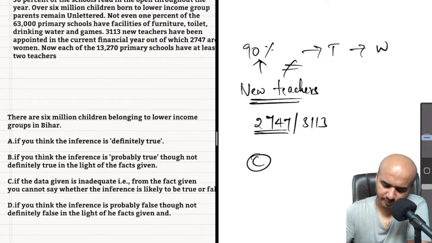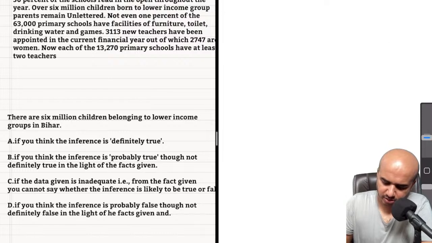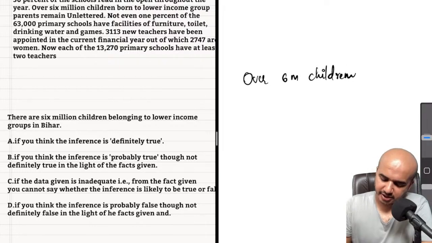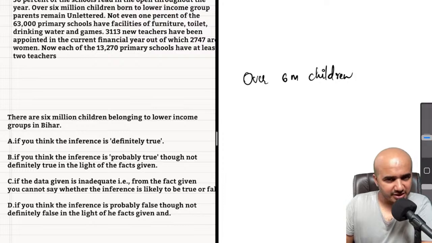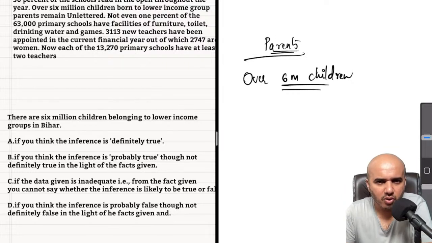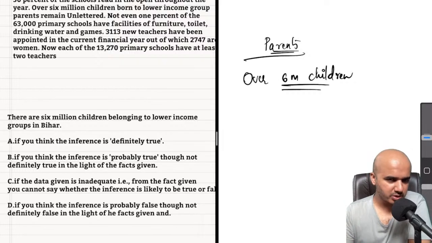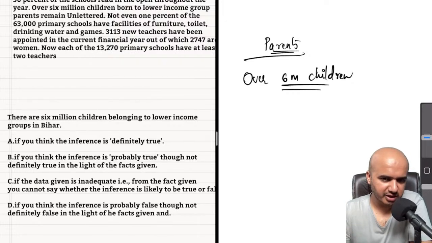See, they're talking about over 6 million children born to lower income group parents. There are 6 million children, of course, but do we know there are 6 million parents as well? How can we say just because there are 6 million children born to lower income group, there are 6 million parents belonging to lower income group? Could be the case, probably true, but I don't think it is definitely true.